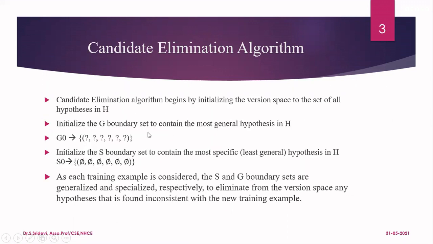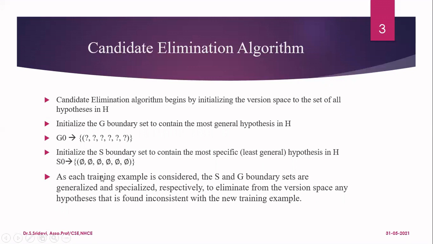In this algorithm, first we are going to begin by initializing the version space with the set of all hypotheses in H. And we will define two boundaries now: one is the general boundary G naught and the other is the specific boundary S naught. G naught is initialized with all question marks, and the number of question marks depends upon the number of attributes in the given data set. And S naught is initialized with all null values, and the number of null values is again the same as the number of attributes in the data set. This is the initialization process.